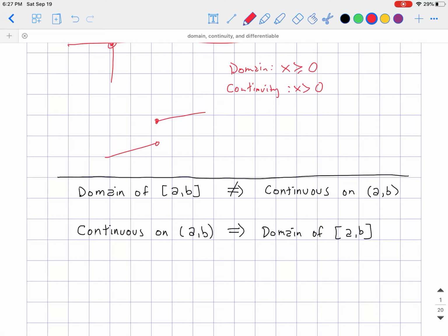But if it is continuous from A to B, that does imply that the domain is going to be from A to B, because in order to draw something that's continuous, you have to be able to draw it without having to lift your pencil.